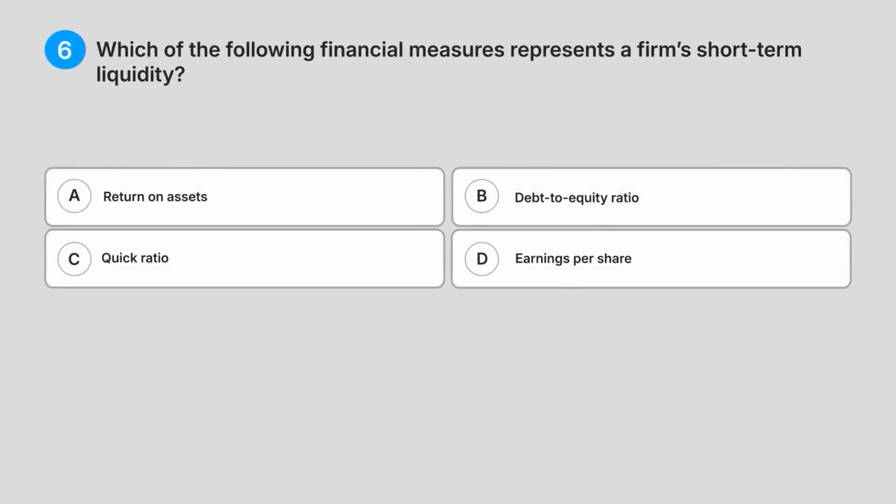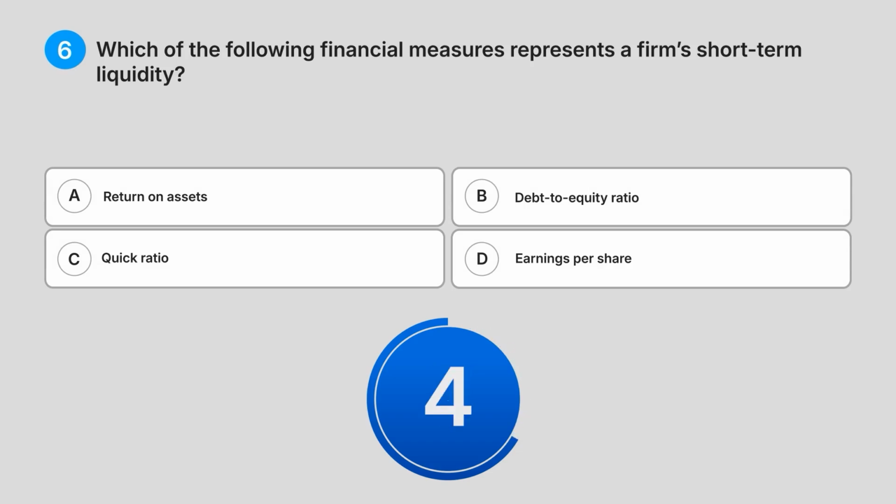6. Which of the following financial measures represents a firm's short-term liquidity? A. Return on assets. B. Debt-to-equity ratio. C. Quick ratio. D. Earnings per share. Can you guess the answer?